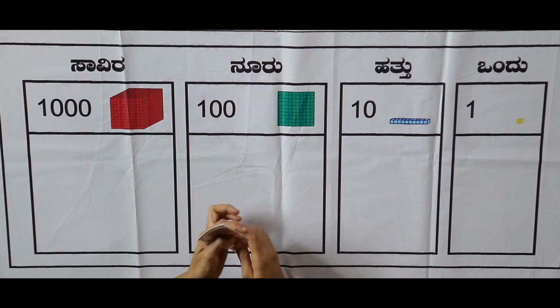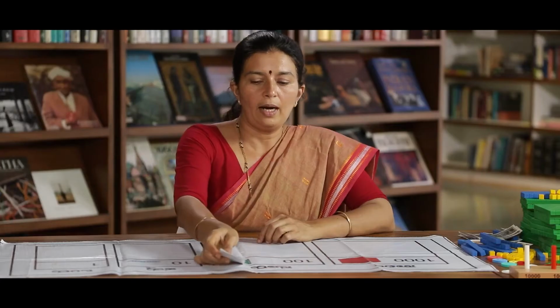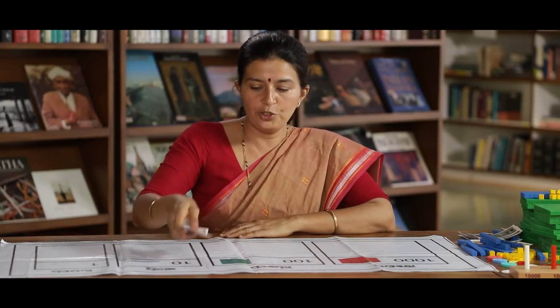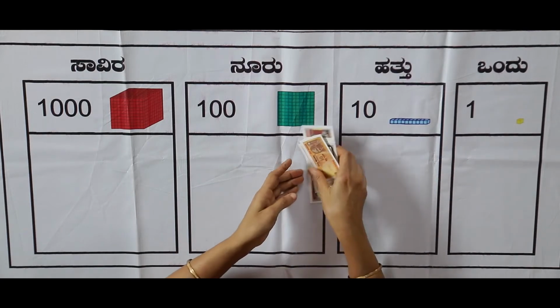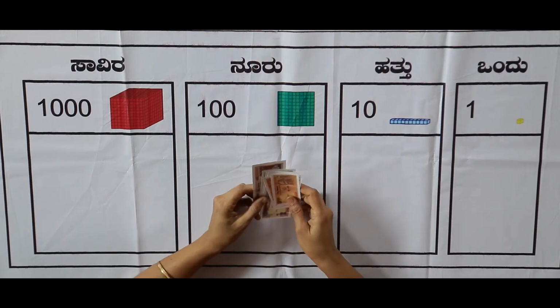Now, let us understand quantity and number association. That means, give a quantity and ask them what the number is. Let us see how to do it. I will give this play money to children. I'll give them this much money. You need to arrange this. How much money do you have? You have to arrange it here and show it to me.